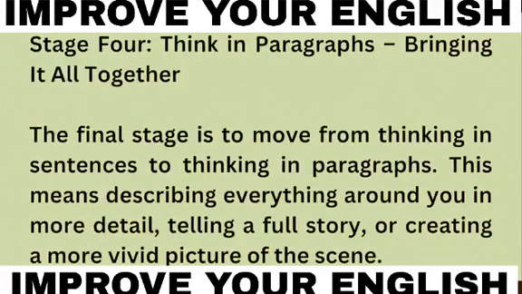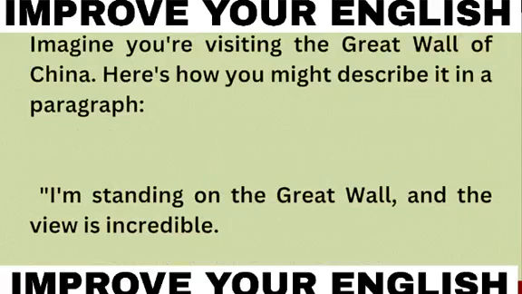Stage 4: Think in paragraphs, bringing it all together. The final stage is to move from thinking in sentences to thinking in paragraphs. This means describing everything around you in more detail, telling a full story, or creating a more vivid picture of the scene. Imagine you're visiting the Great Wall of China. Here's how you might describe it in a paragraph.